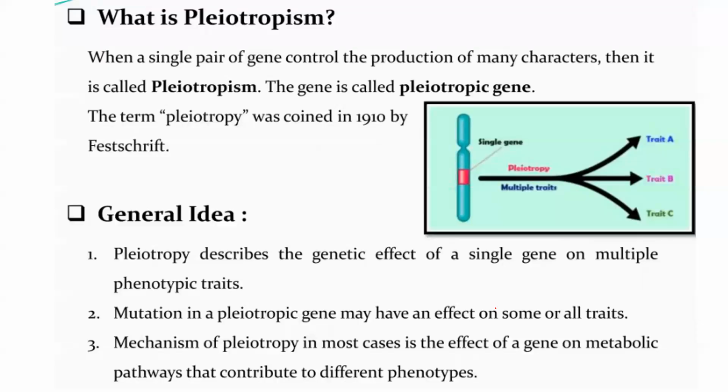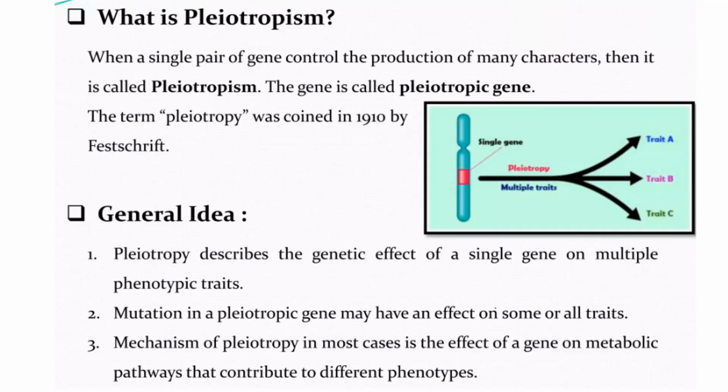Now, let's talk about pleiotropism. This is the last one of these before we move on. Pleiotropy. See if this makes sense to you. When a single pair of genes controls the production of many characteristics, then it is called pleiotropism, and the gene is a pleiotropic gene. One gene impacting multiple traits equals pleiotropy, right?